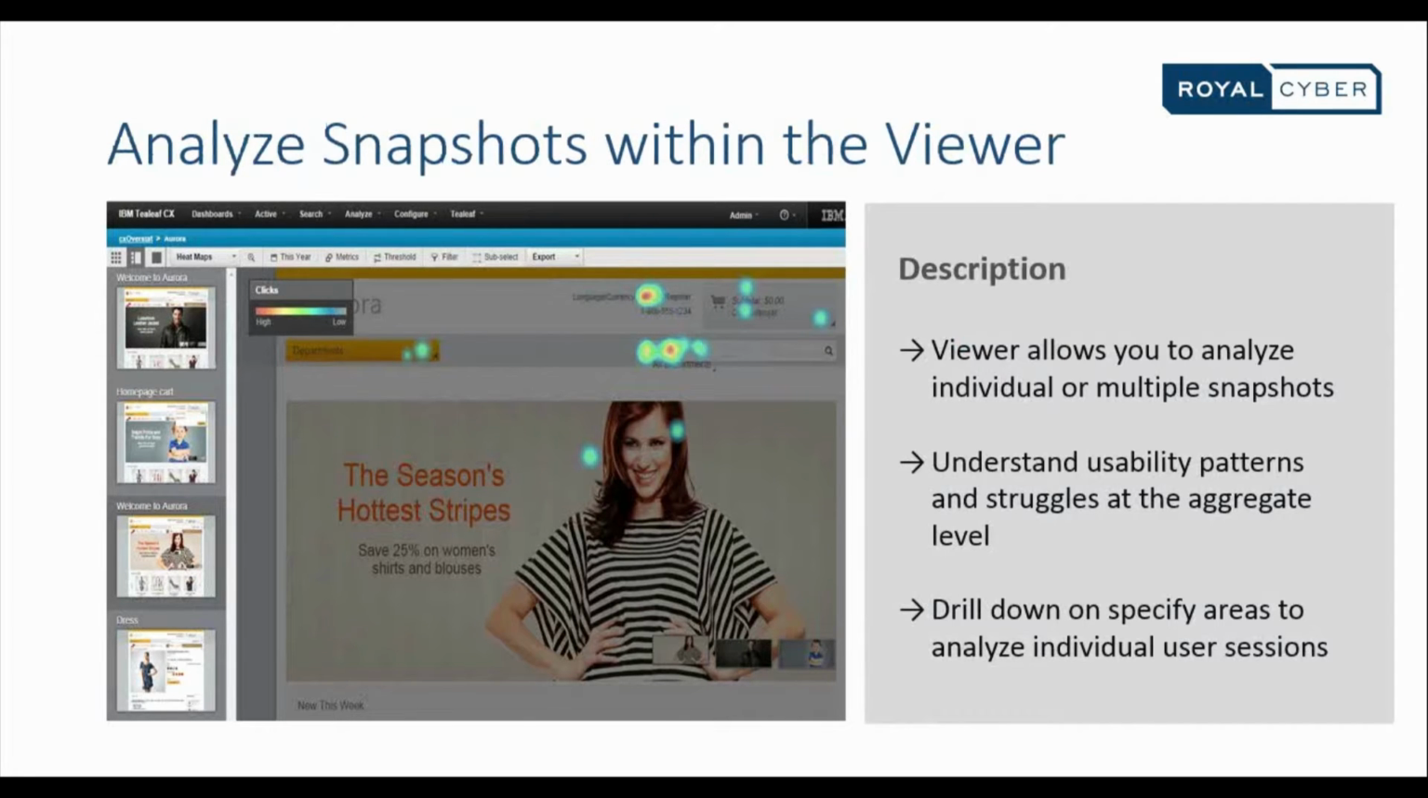You are also analyzing snapshots with the viewer. The viewer allows you to analyze individual or multiple snapshots at a time, and understand usability patterns and struggles at the aggregate level. Drill down on a specific area to analyze individual user sessions.